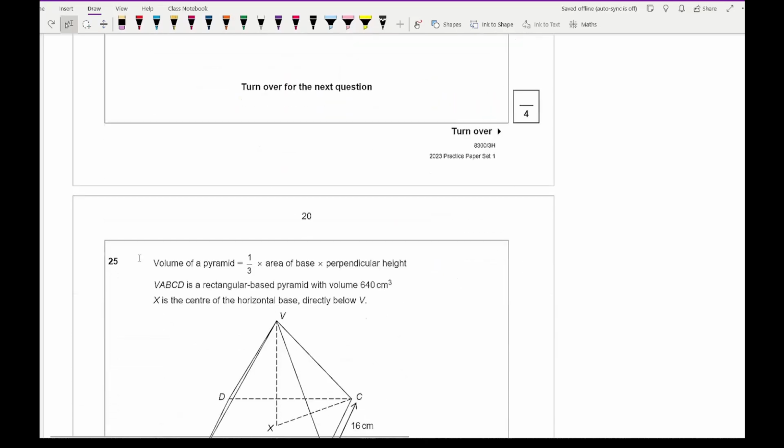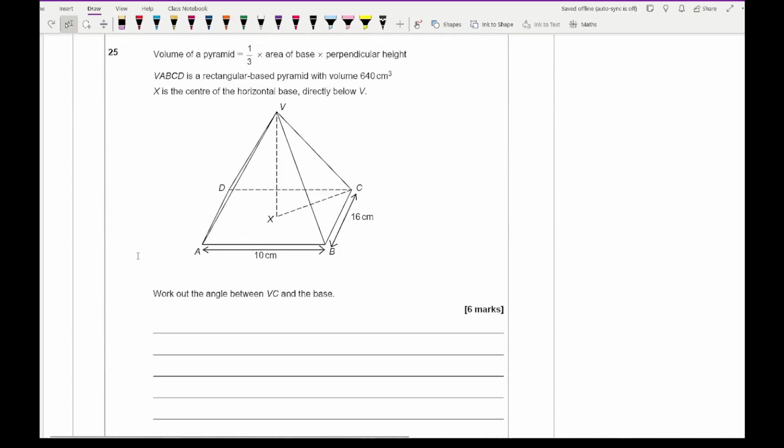Then moving on to question 25, our last question, it says that the volume of the pyramid is 1/3 times the area base times the perpendicular height. It says VABCD is a rectangular base pyramid with a volume of 640. And the question is asking us to work out the angle between VC and the base. So this is the angle that I am wanting to work out. Now, in order to work that angle out, I need to know what the perpendicular height is. I need to know what X to C is.